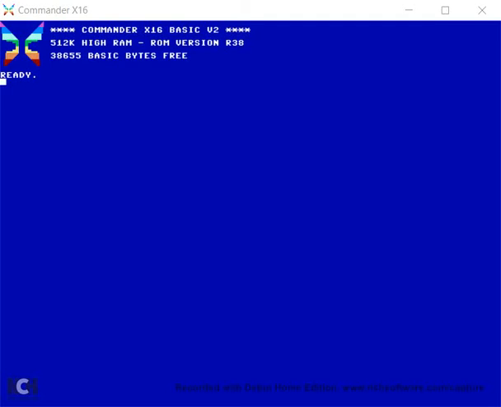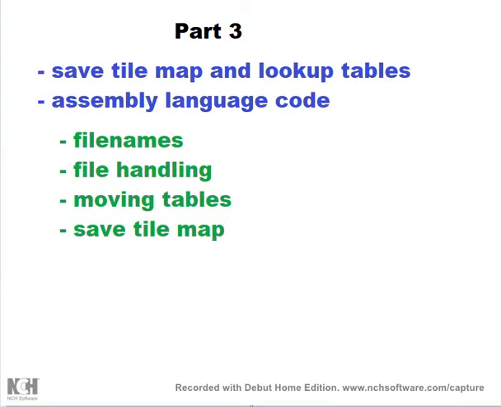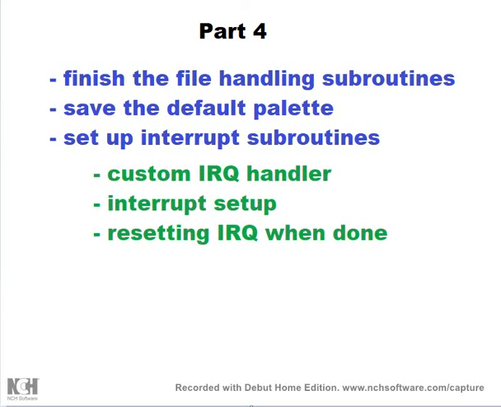This is the fourth video in our series showing how to display video on the Commander X16. In our last video, we saved the tile map and we saved our two lookup tables. We started doing some assembly language code, set up all of our file names. In today's video, we're going to finish all of our file handling subroutines. We're going to save the default palette. And we're going to start setting up our interrupt subroutines.